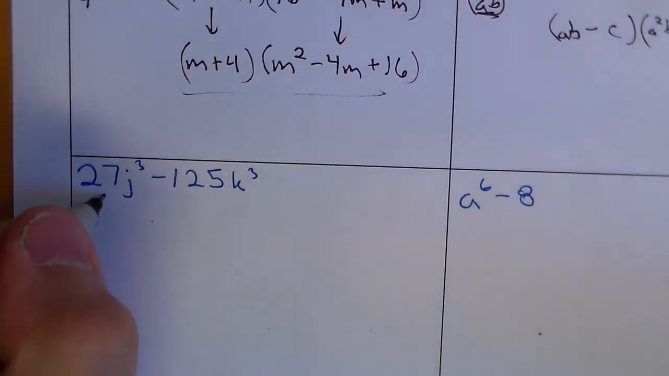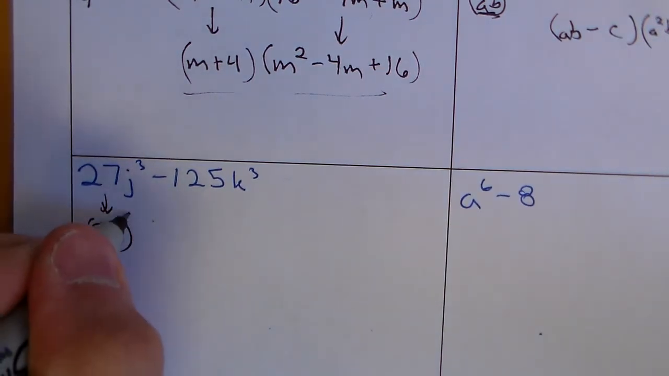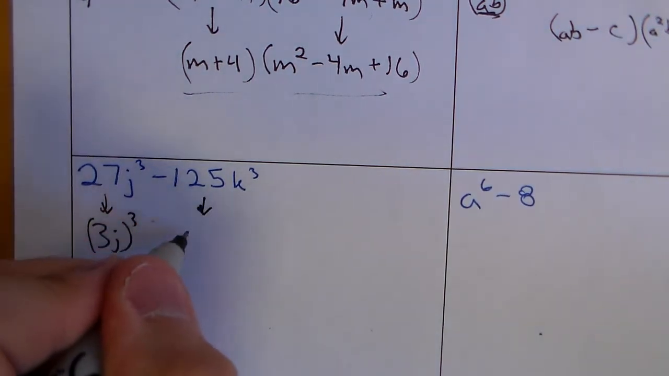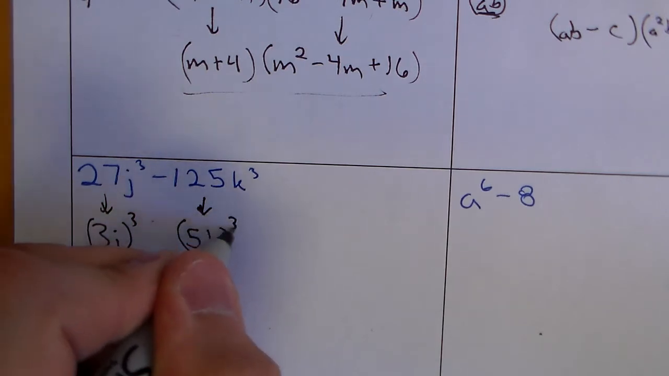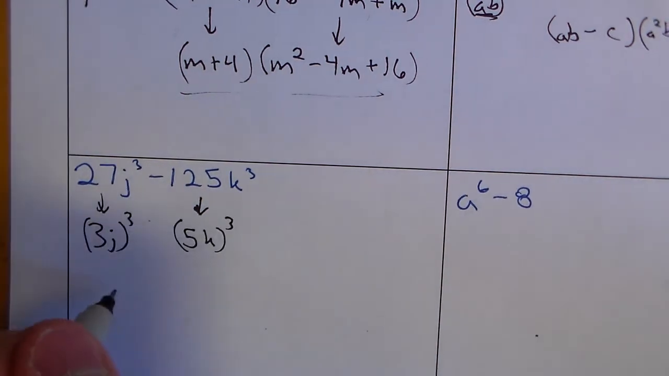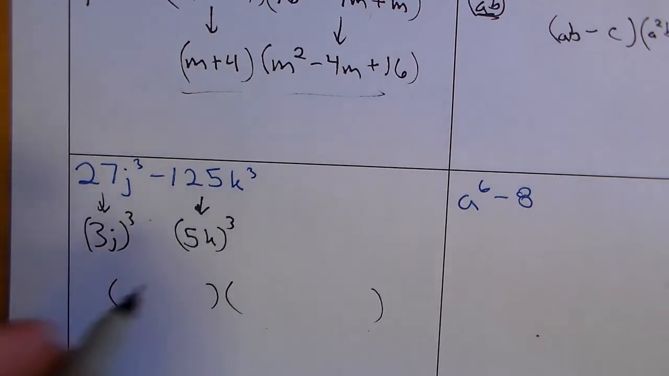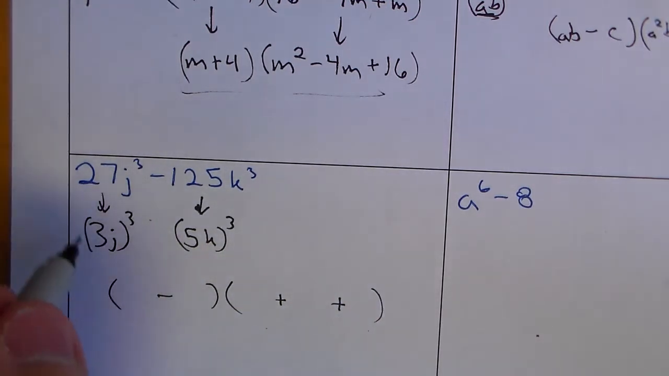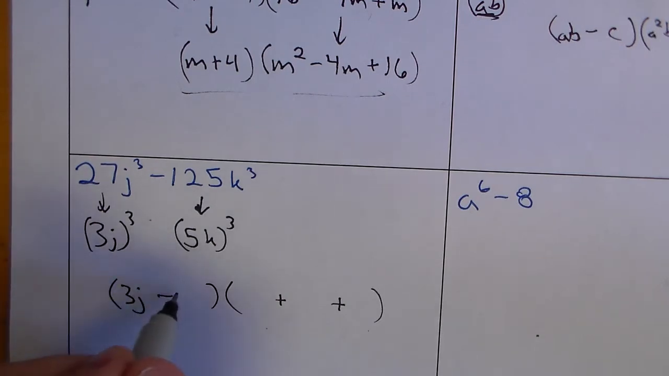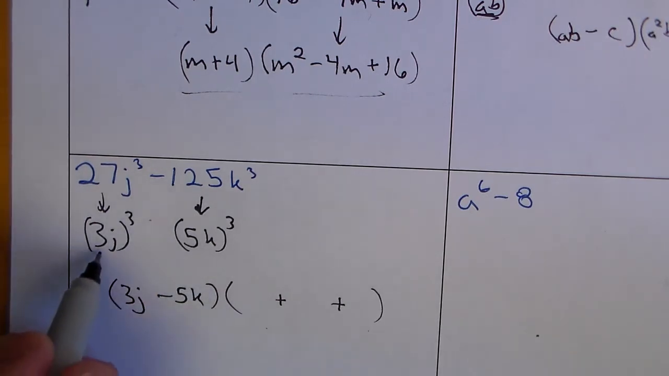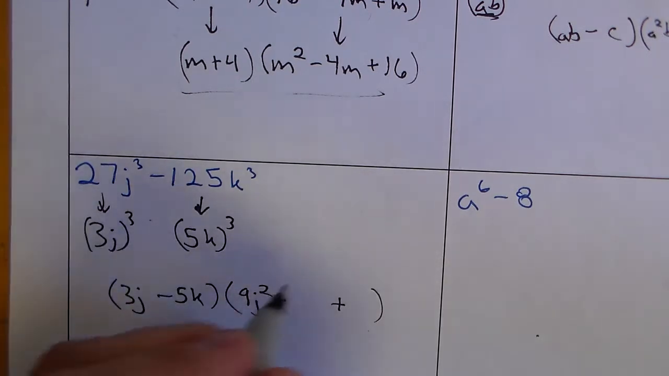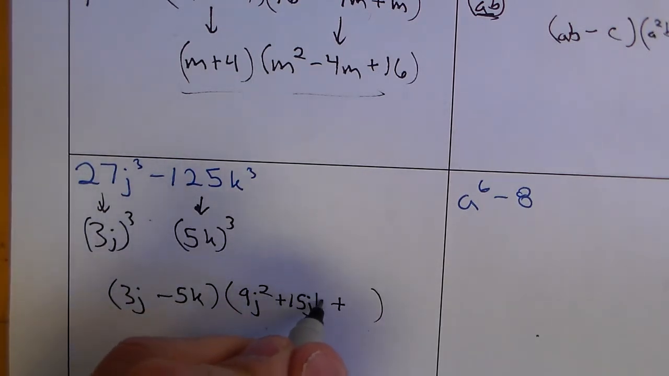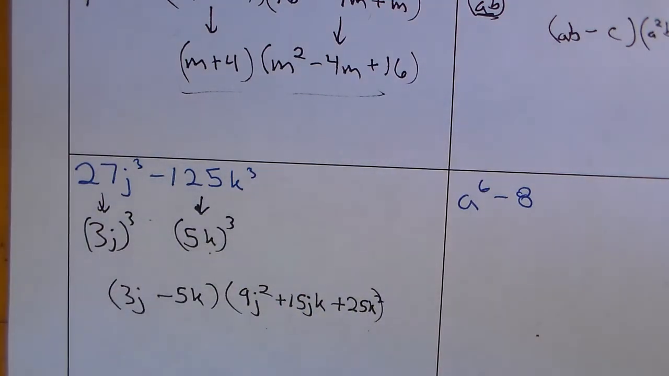27j to the third is the same as saying 3j cubed. 125k to the third is the same as saying 5k to the third. So we're going to go same sign, opposite sign, always positive. 3j minus 5k. Square it, 9j squared. Multiply them together, 15jk. And then the last term squared, 25k squared.